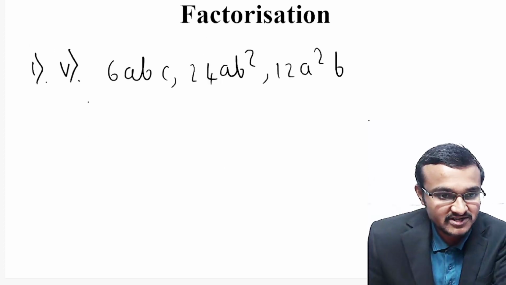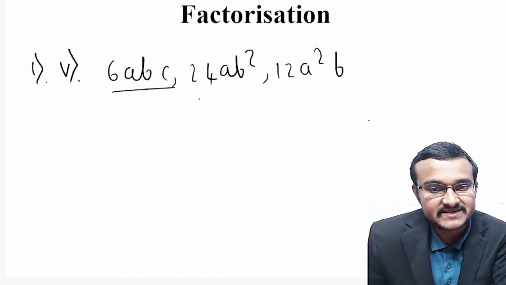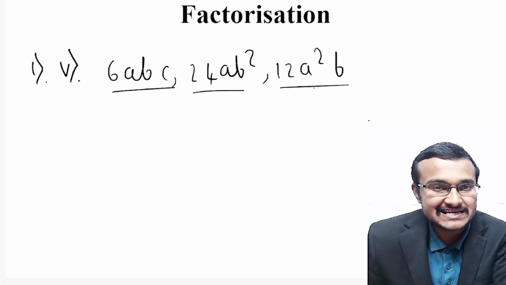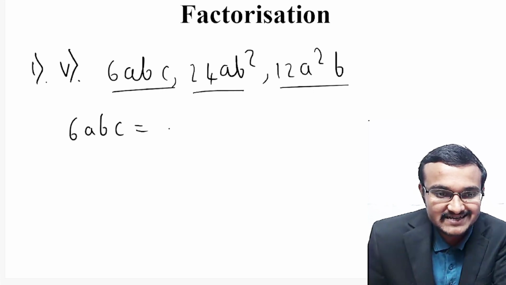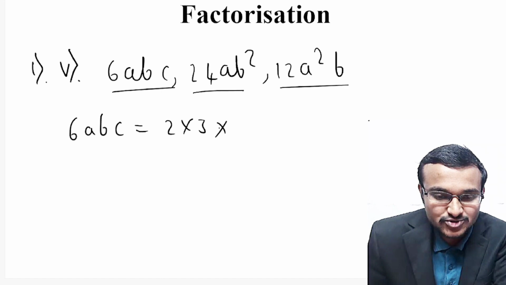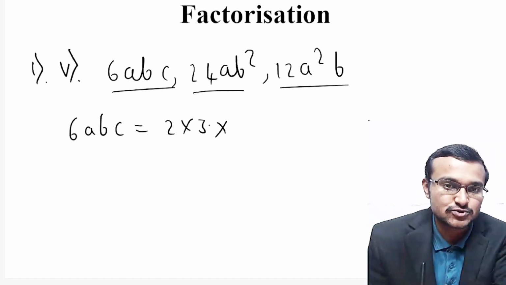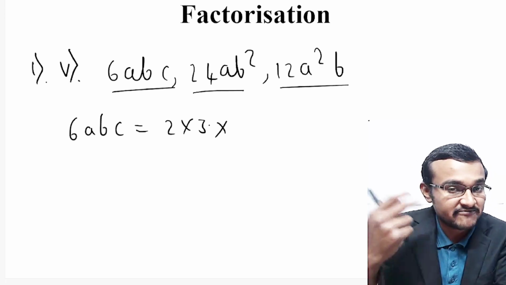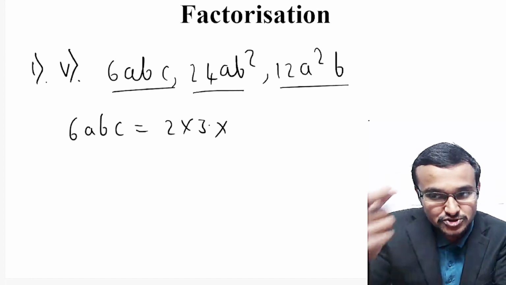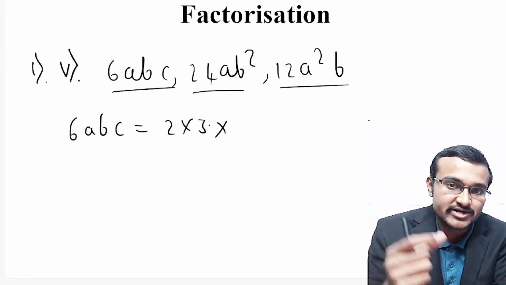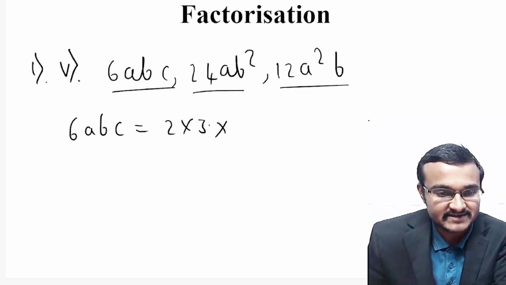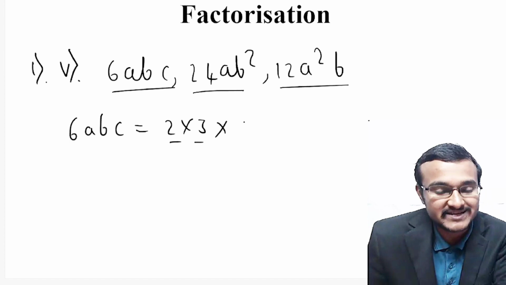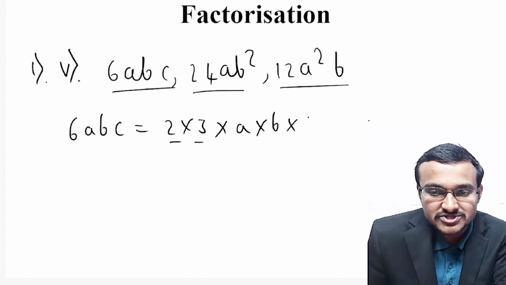Coming to the fifth question in this first question, there they have given 6abc, 24ab square, 12a square b. Now you should find out common factor among this. So let us write 6abc as 2 into 3 into... always remember numbers should be reduced to prime factors. So 6 is there means you should reduce that to prime factors. If 10 or if 20 is there, that also should be reduced to prime factors. So at that time you should write 2 into 2 into 5. That will be 20. So if any number is there, you should reduce that to prime factors. So here 6 I am reducing to 2 into 3, into a, into b, into c.